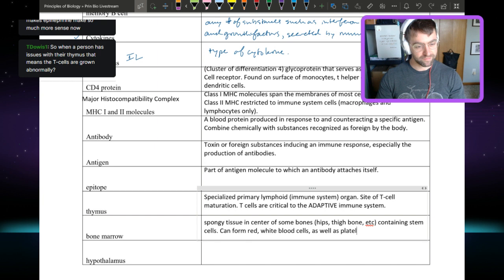Question, so when a person has issues with their thymus, that means the T cells are grown abnormally. A problem with the thymus would probably manifest in deficient T cells. Yeah, I think that's a fair inference. So a disease of the thymus would be a disease of the immune system.